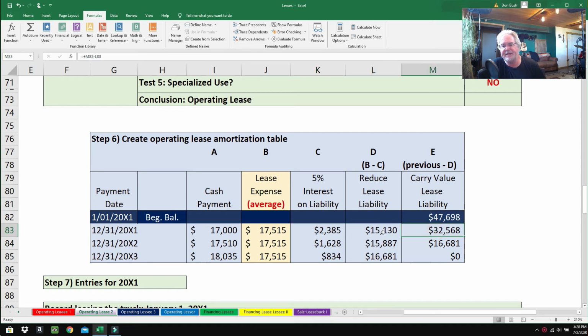And to get this next number, 32,568, all you do is you go 47,698, the previous number, minus the amount that we are reducing the liability by, and you get 32,568. So you do this for each and every line, same deal, and you should end up with 0. And if you don't end up with 0 or something very close to 0, like if you're only pennies off, that's okay. But you need to end up very close to 0, otherwise you did this wrong, and everything else from this point on will be wrong. So you need to make sure this is correct at this point.